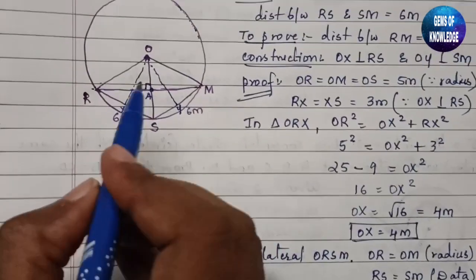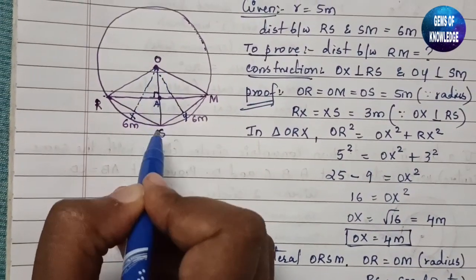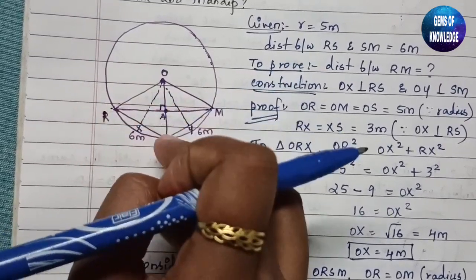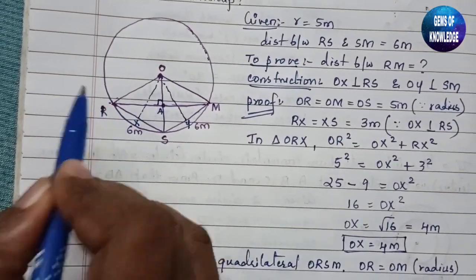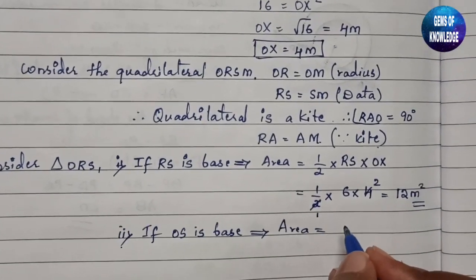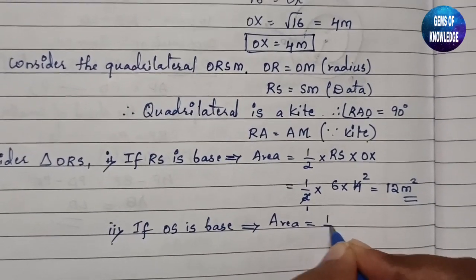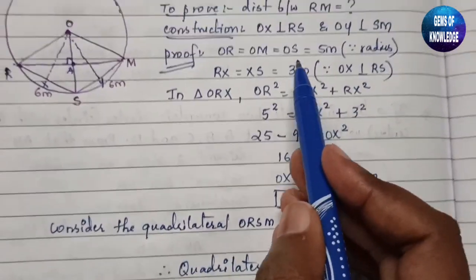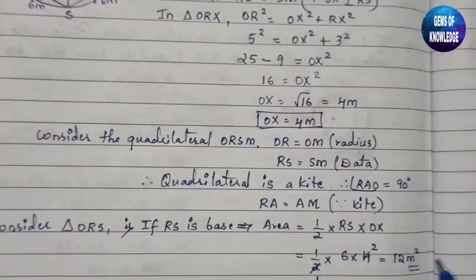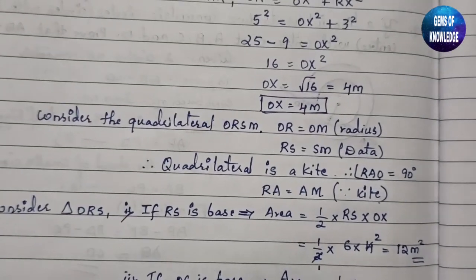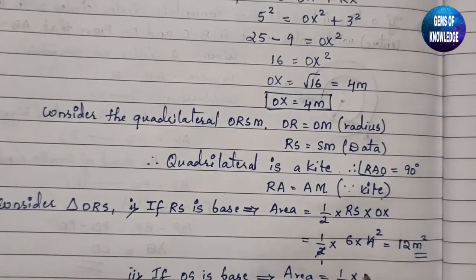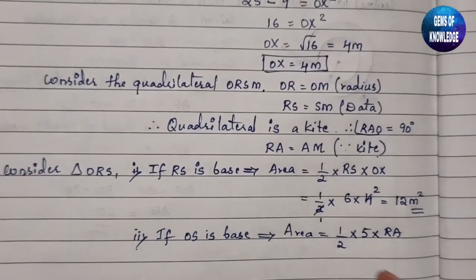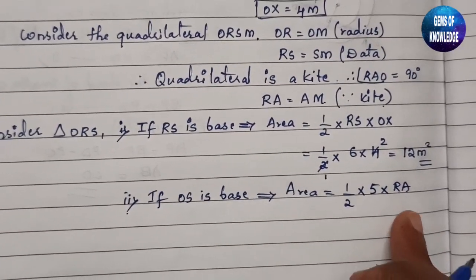equal to, just look here, if this OS is the base, then the height will be RA. This is the base and this will be the triangle. So this will be height, RA will be height. Okay. So you can see area is equal to again half into base, OS. OS we are having as 5 meter. So half into base, that is 5, into height. Height is RA. We don't know the value for RA.